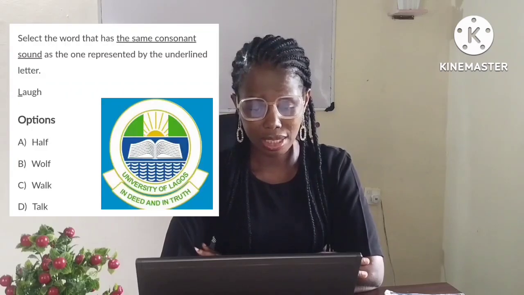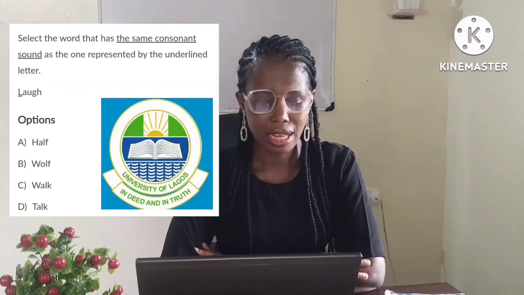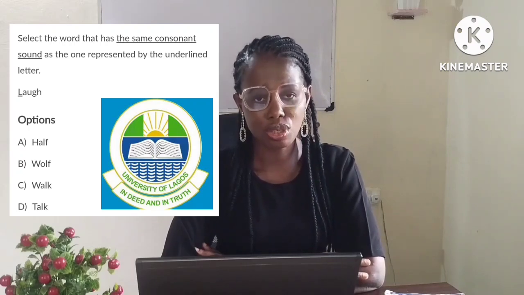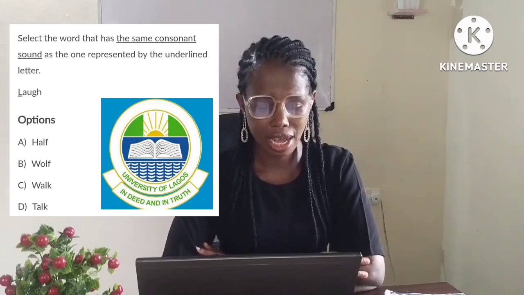So today we're going to be looking at UNILAG Post-UTME past questions. Select the word that has the same consonant sound as the one represented by the letter on the line. We have laugh. Now you have to choose the option that contains the sound. Option A, half. The L in half is silent. It's not half, it's half. So the L in half is silent, so it's not the correct answer.